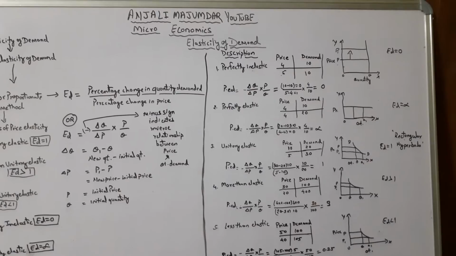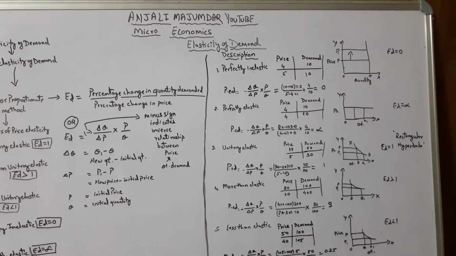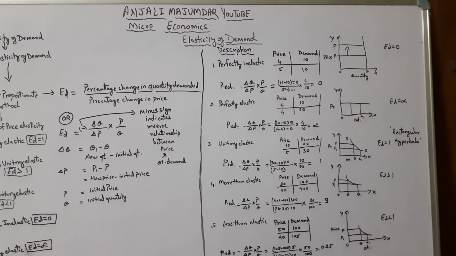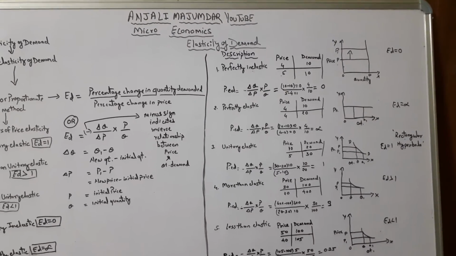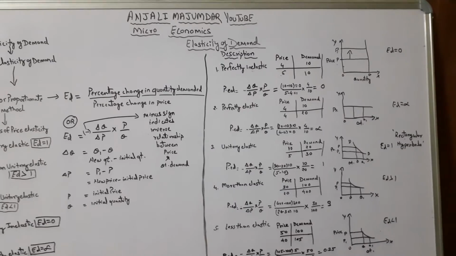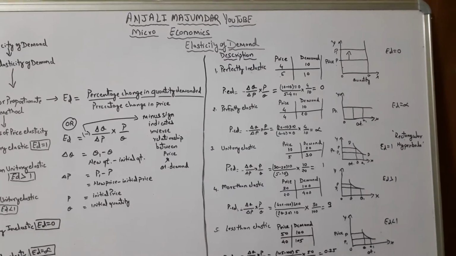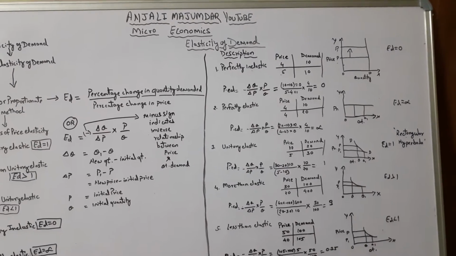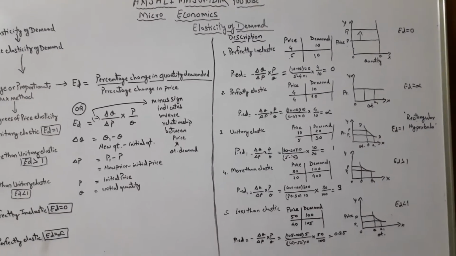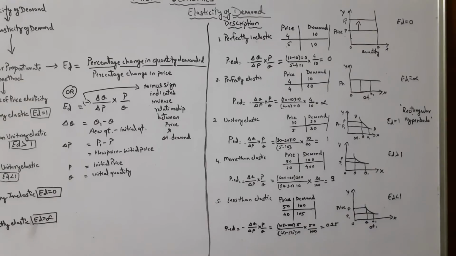I think I have skipped the perfectly elastic diagram. Let's look into point number 2. If you see here, the price is represented on the y-axis and quantity is represented on the x-axis. You see there, price is the same whereas quantity differs. Therefore, price, which is the same, has been shown with a horizontal demand curve line. Then point number 4, more than elastic.